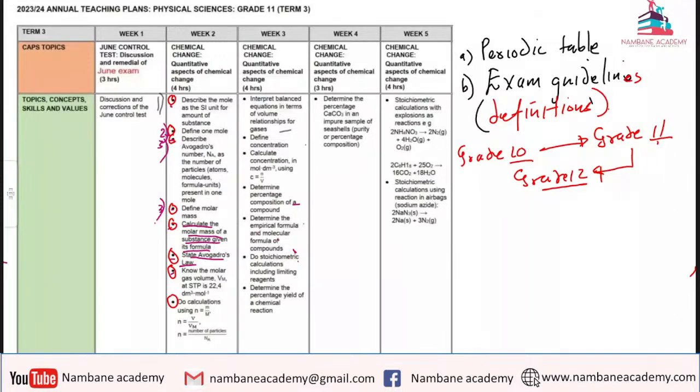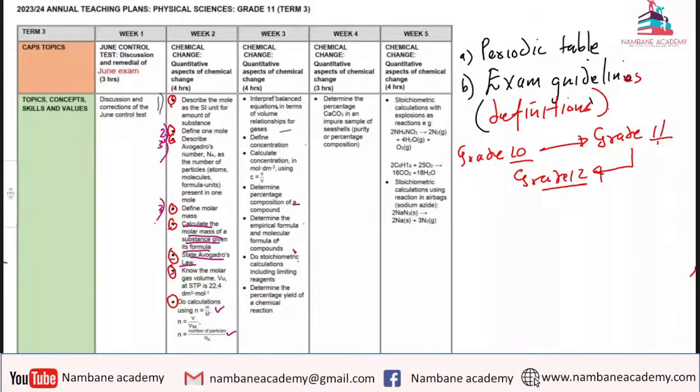Hence, I said tomorrow we'll be looking into the molar gas volume VM and do calculations using n equals m over M, n equals V over VM, and n equals number of particles over NA. So these two have been done already. So we are just now adding and building towards the work of week 3 and week 4.